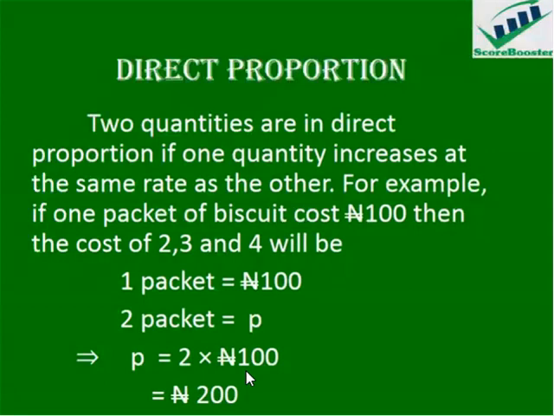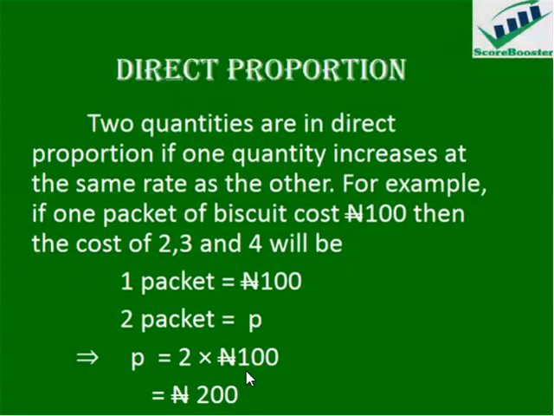Two quantities are in direct proportion if one quantity increases at the same rate as the other. They increase at the same rate. So you can see that the biscuit is increasing by 1 and the price is increasing by 5. The increment is constant. It's not changing. It's constant. So that means they are in direct proportion.